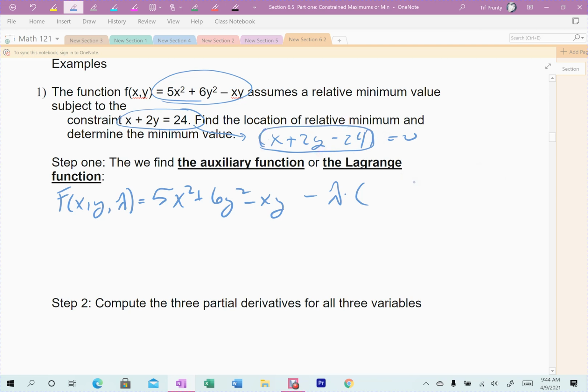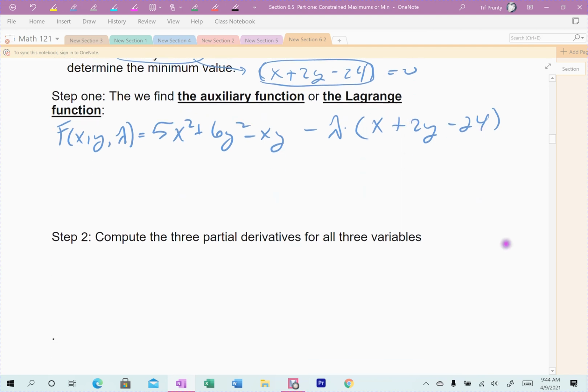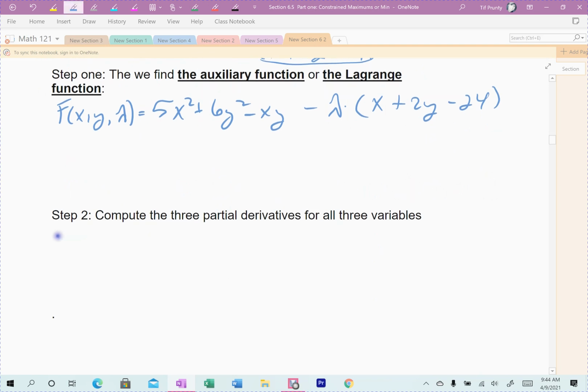So what you have to remember is, whenever there's a constant, you move it to the other side. Right? So in this case, we subtract. So we get x plus 2y minus 24 as my constraint equation. All right, and so there is my Lagrange formula. The next step is then to find the first order derivatives.